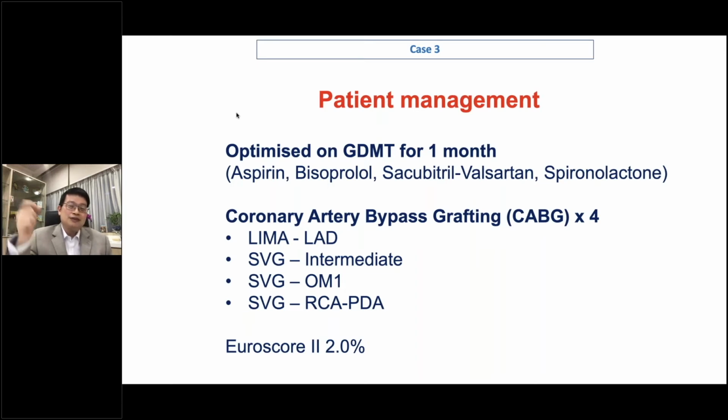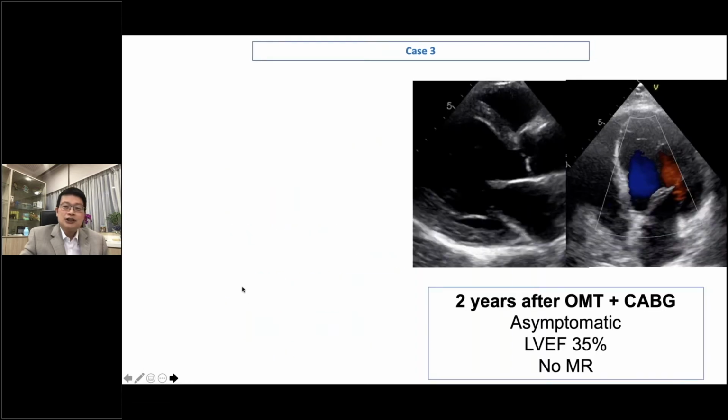So his risk of surgery was 2%. So the risk of bypass surgery has really improved a lot nowadays due to the better medication and better management, both preoperatively, intraoperatively, and also postoperatively for these patients.